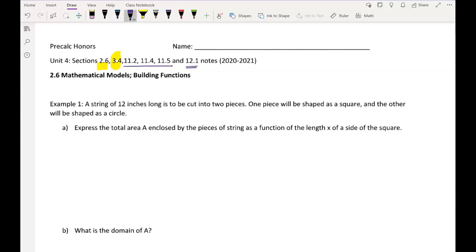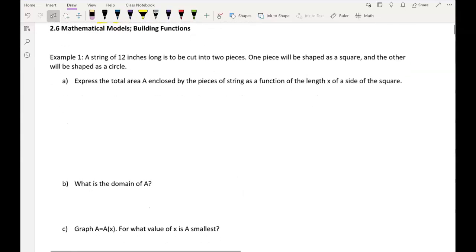Now 2.6 and 3.4 are all applications. So make sure you pay careful attention to each example, all right?